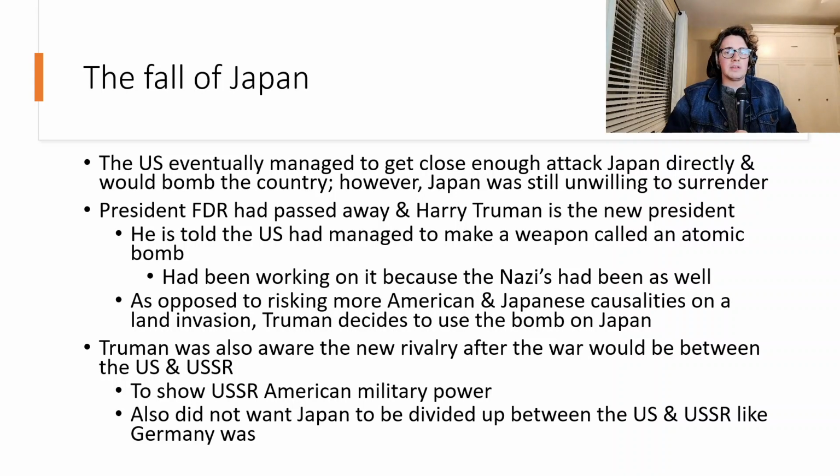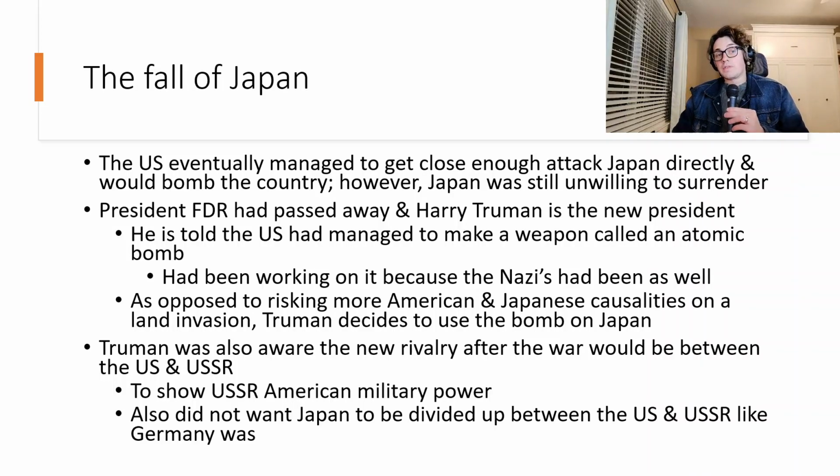The Nazis themselves were trying to develop an atomic bomb, but as opposed to risking more American and Japanese casualties on a land invasion, Truman is going to decide to use the bomb on Japan. Projections indicated that millions upon millions of Japanese would die in an invasion, and I believe at least 500,000, if not more. I haven't looked at the numbers in a long time. I apologize. 500,000, if not more, American soldiers would die if Japan was invaded. The Japanese were not going to go down peacefully. They were not willing to go down without a fight.